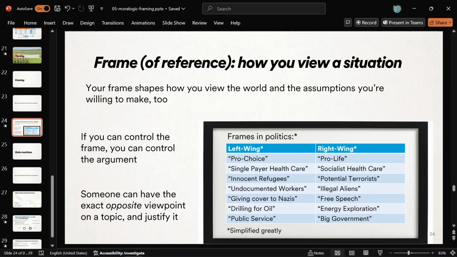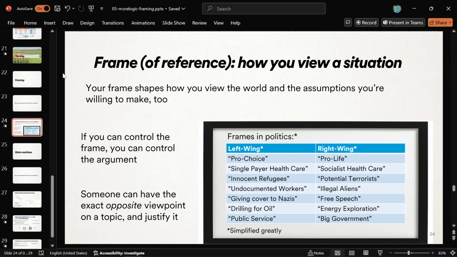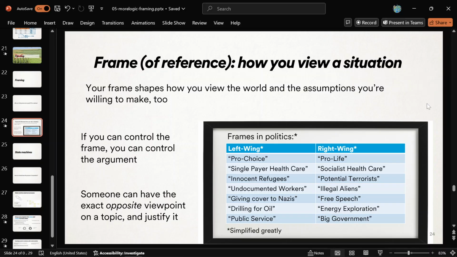So your frame of reference shapes how you view the world. You have made some assumptions in your mind that you hold to be true, and that influences how you deal with anybody's arguments, how you make your own arguments. So it shapes how you view the world, and also the assumptions that you are willing to make. That is very key. It's just like the way you've been raised and things like that. Another word for that is your worldview.